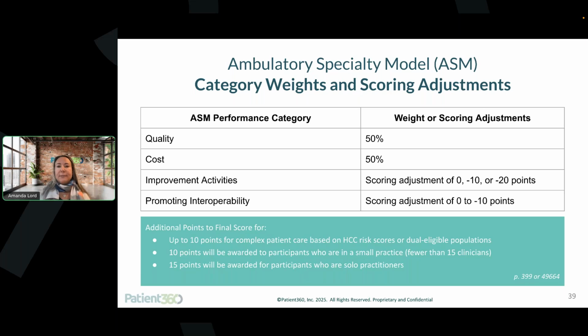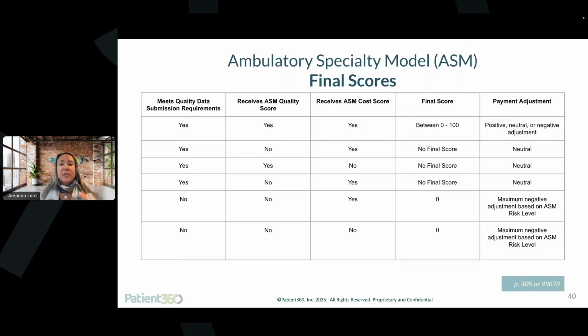Next slide, please. Okay, more on final scores. So in order to earn a final score out of 100, CMS finalized that an ASM participant must meet the data submission requirements for the quality performance category and must receive a performance score for at least one of the two categories, quality or cost, to be eligible for a payment adjustment. The table on this slide is showing you different scenarios of final scores and corresponding payment adjustments.